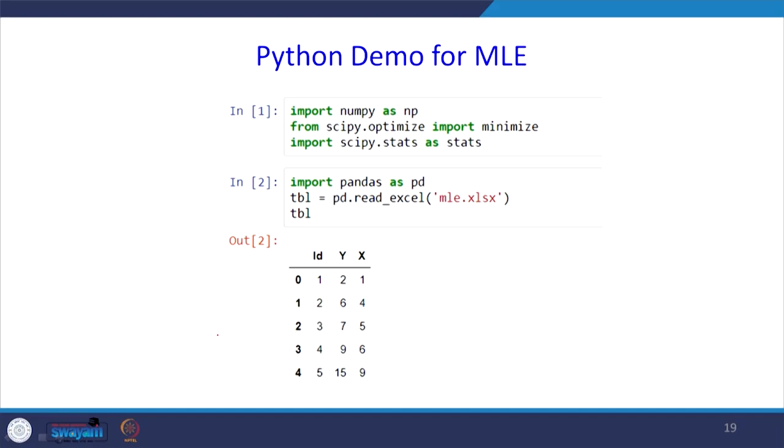Before that, I have explained various theories. Now, we will take one example. I will explain how to estimate the parameters of a regression equation using the principle called maximum likelihood estimation. The file name I have taken as MLE.